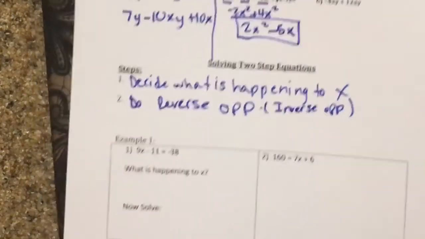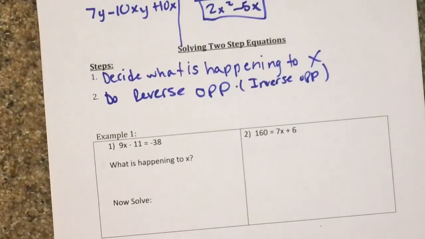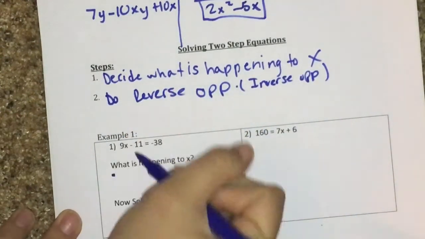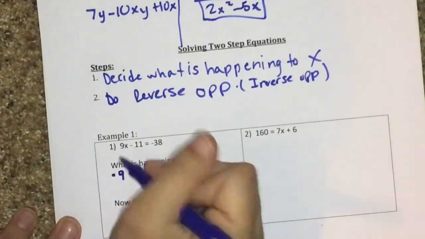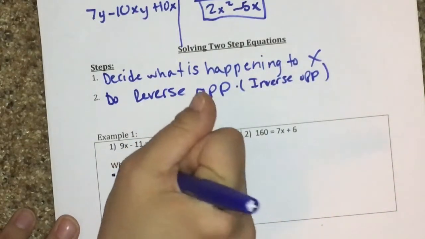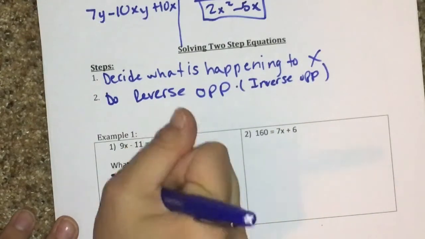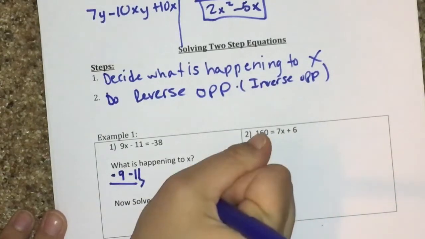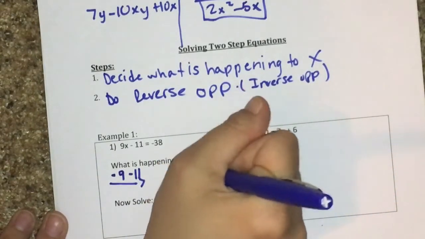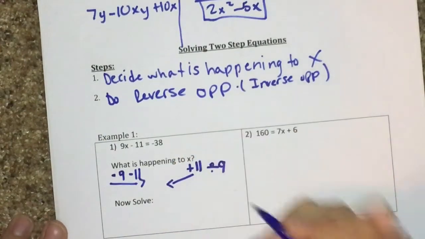So for example, number 1, first we want to decide in the order of operations what is happening to x. What's the first thing happening to x? In this case, the first thing happening to x is that it's being multiplied by 9. Then it would be subtracted by 11. So instead of going times 9 minus 11, I need to do the reverse opposite of that. I'm going to add 11 and then divide by 9.